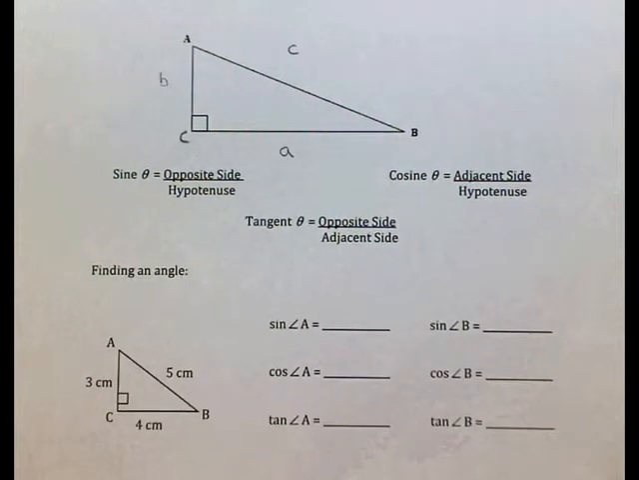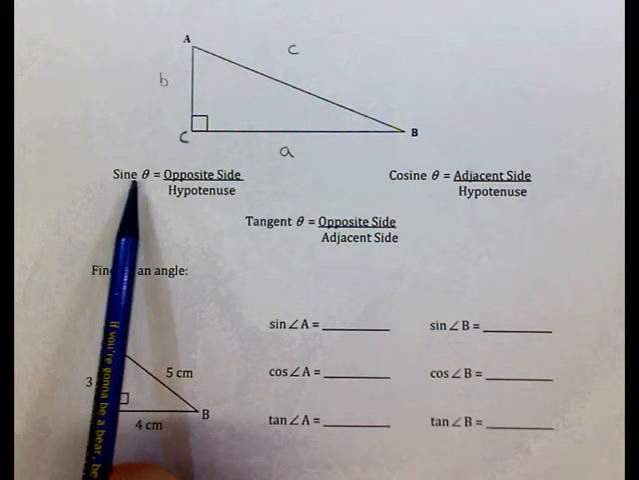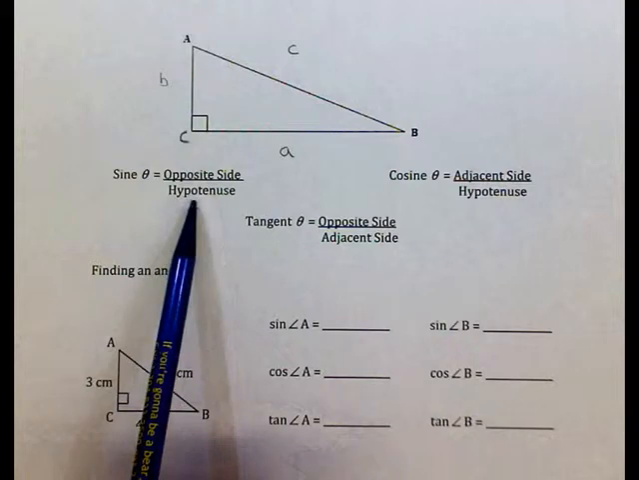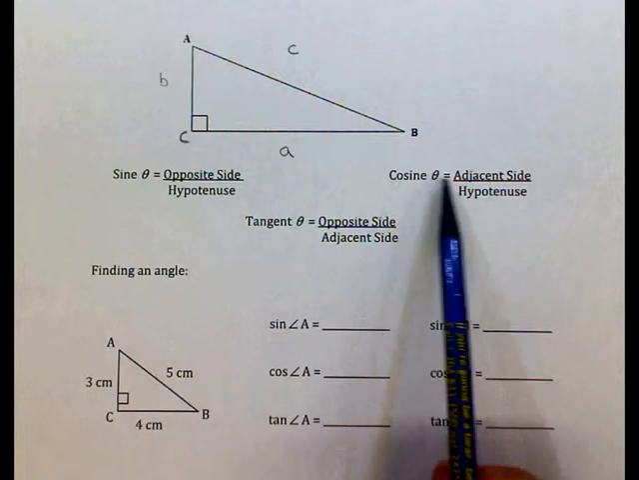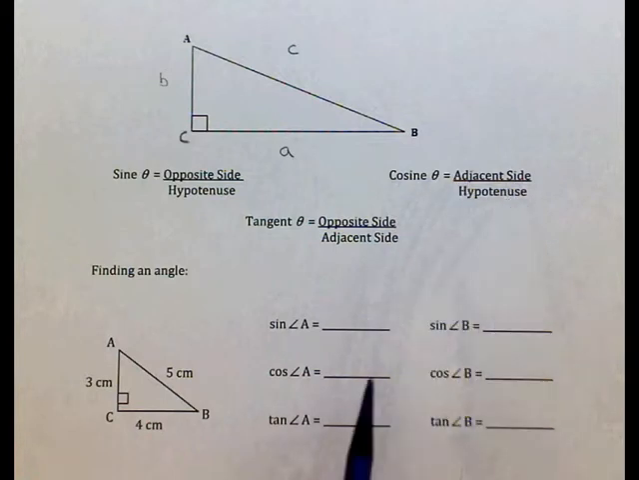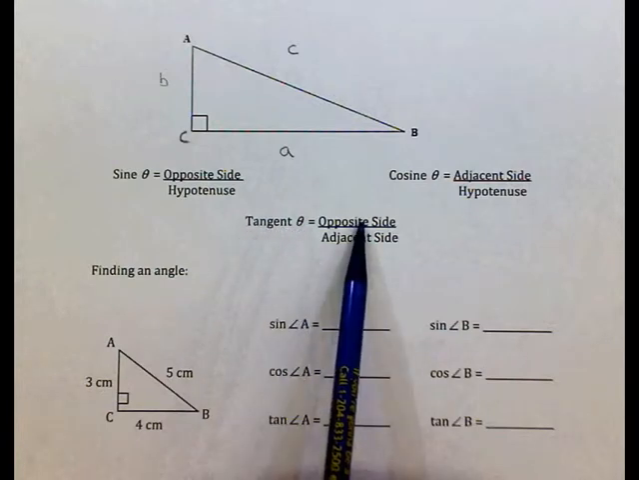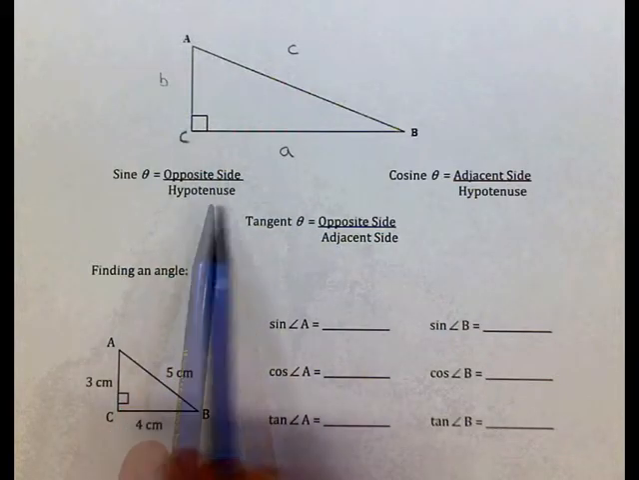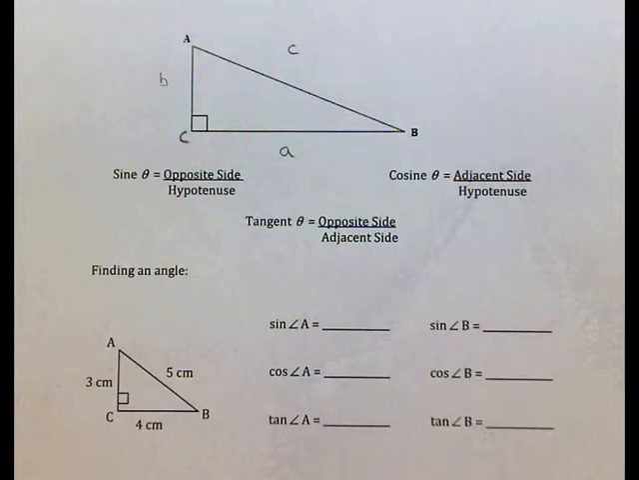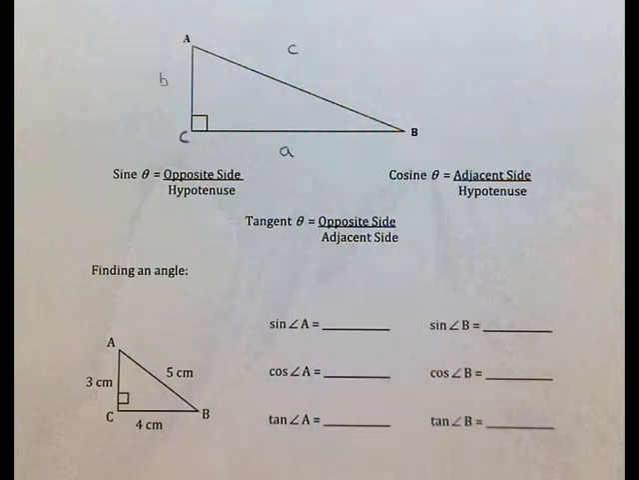There are 3 trig ratios. There's the sine ratio. Sine of the angle equals opposite over hypotenuse. There's the cosine ratio. Cos of the angle equals adjacent over hypotenuse. And there's the tangent ratio, which is tan of the angle is opposite over adjacent. Now these words, opposite, hypotenuse, and adjacent, they're all dealing with sides. The angle is one of the 2 angles in our triangle that are not 90 degrees.